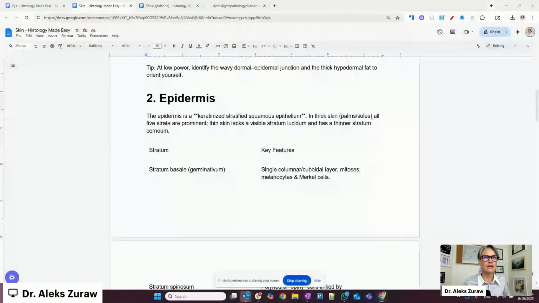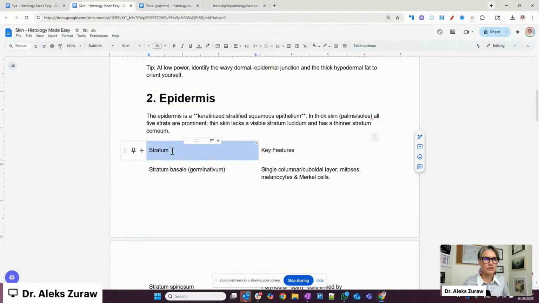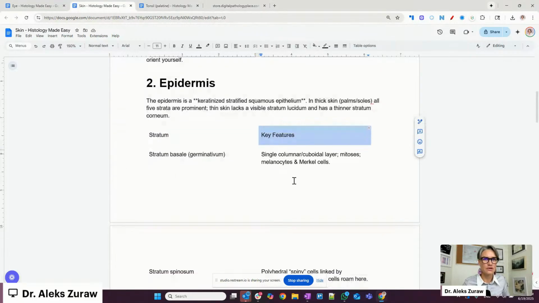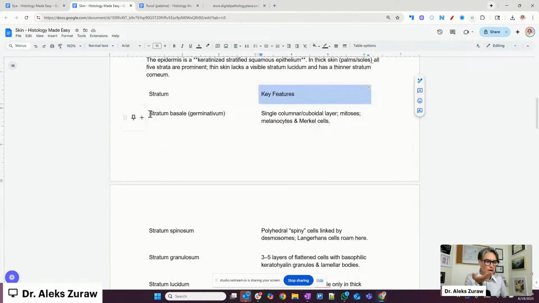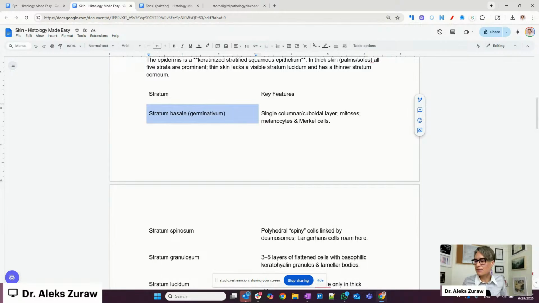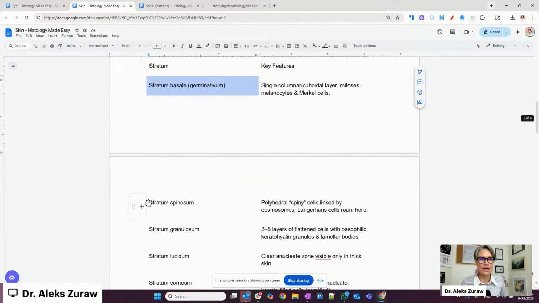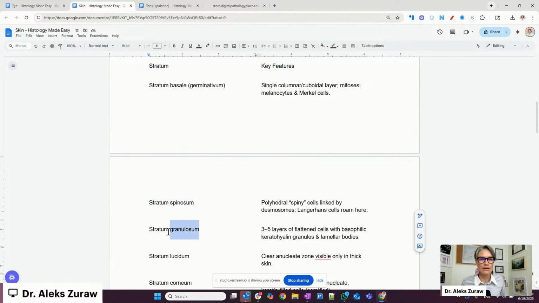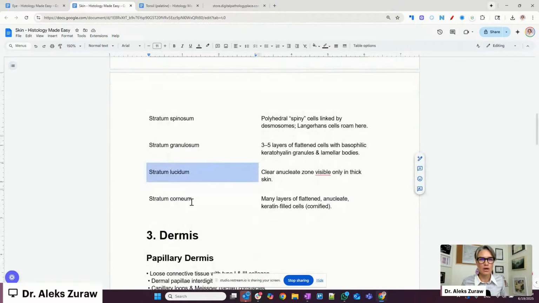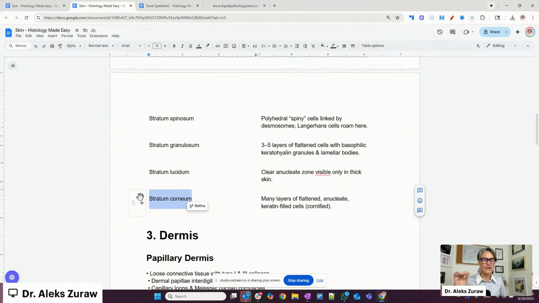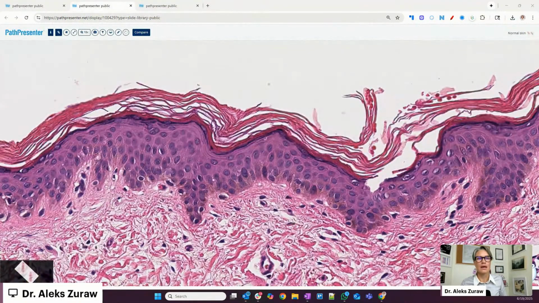On the epidermis, we have different layers. They are called stratums, and here are their key features. From the bottom, it's stratum basale, the base. Then we have stratum spinosum, granulosum, lucidum, and corneum. Corneum is the flaky stuff that I showed you. Now let's go back to the slide and see if we can find them.